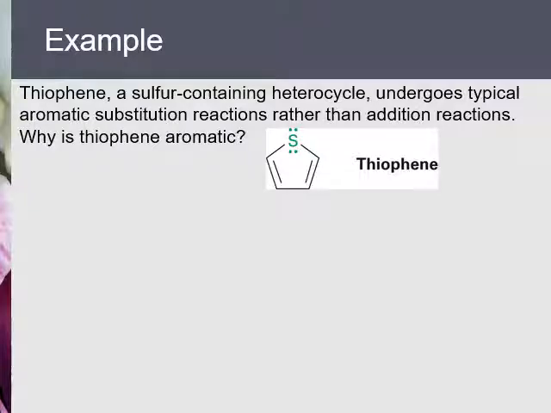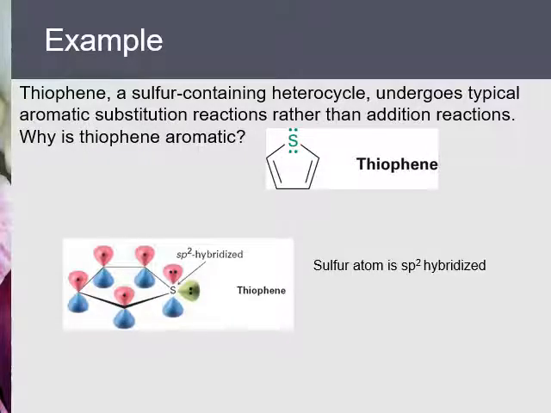Example: thiophene, a sulfur-containing heterocycle, undergoes typical aromatic substitution reaction rather than addition reaction. Why is it aromatic? The structure contains 2 double bonds. Each double bond is formed by 2 p orbitals. So you have 4 p orbitals on the carbon. So 1, 2, 3, 4.